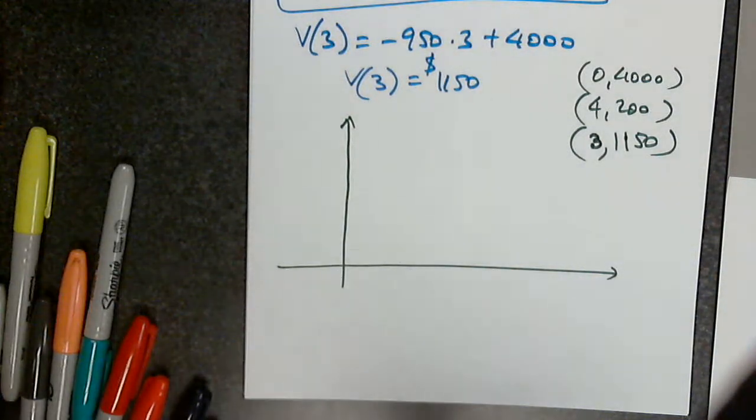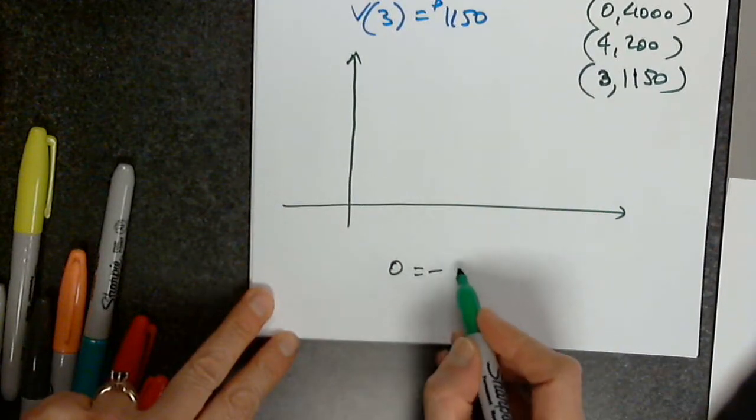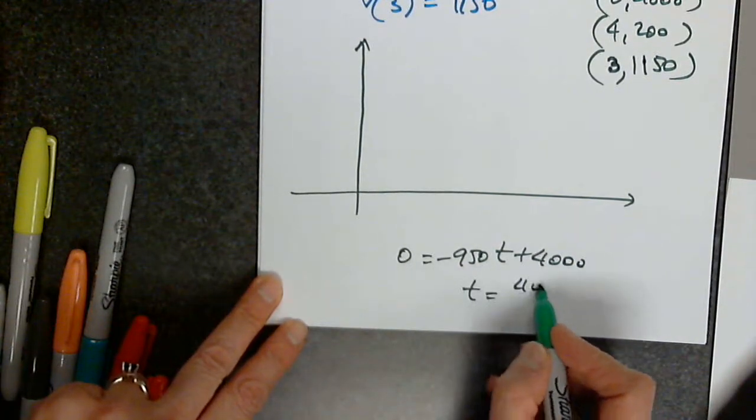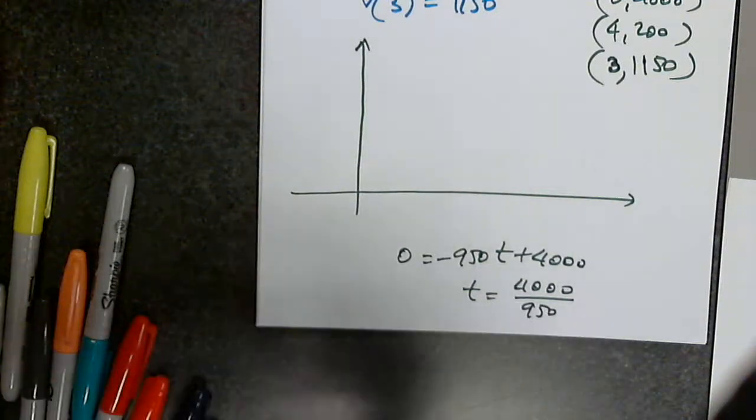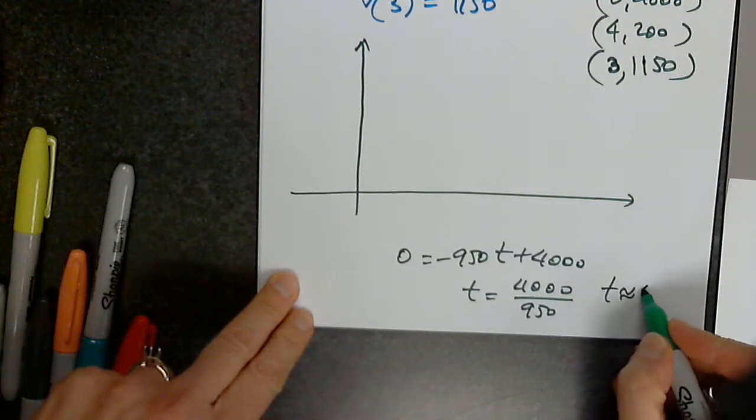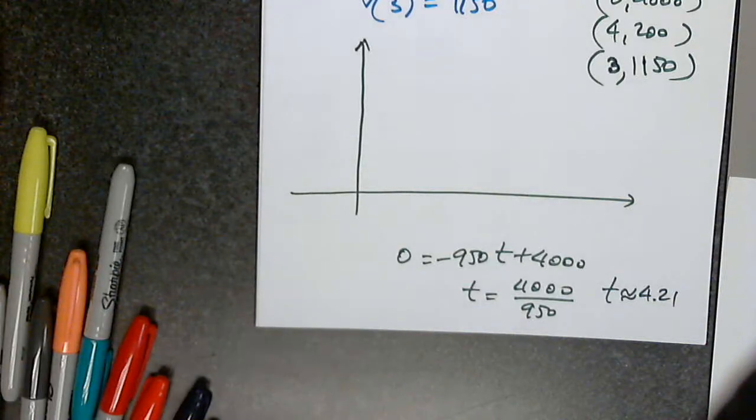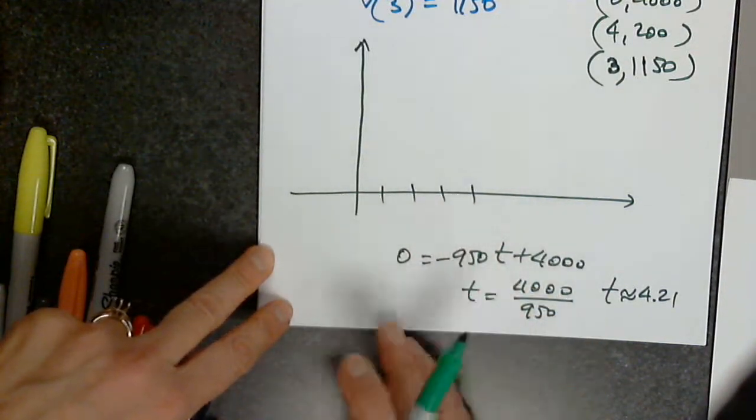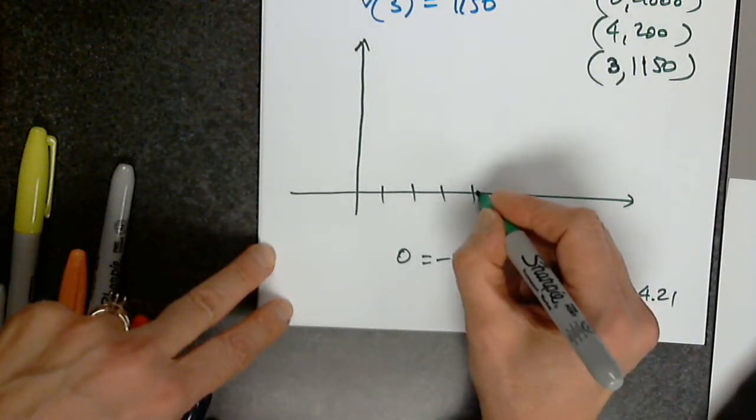Good. So I'll find 0 equals negative 950 t plus 4,000. So t equals 4,000 divided by 950. What do we get? Around 4.21. 4.21 approximately? Okay. So 1, 2, 3, 4. So we will cross somewhere here.